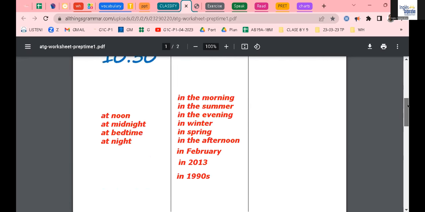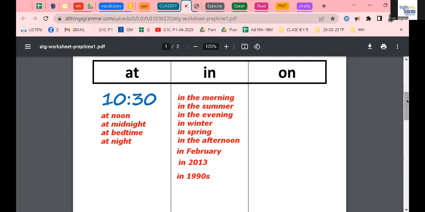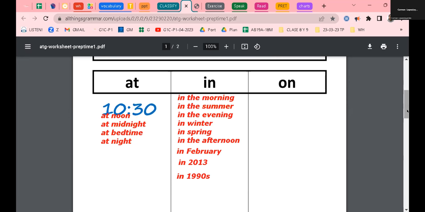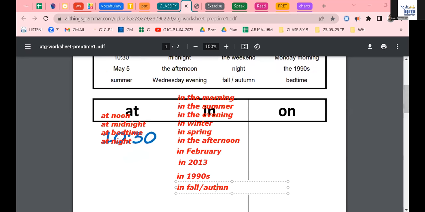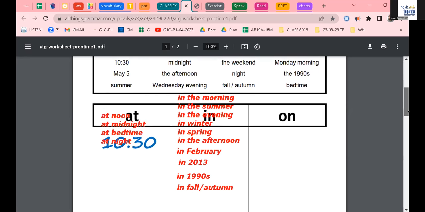Let's see. Ah, yeah, that's right. Okay. Dora, do you have more? ¿Hay más, Dora? Only that one. Sí. No sé qué otra palabra. Okay, so let me check. In fall, in autumn. Fall y la otra palabra no sé. Autumn. In autumn. Okay, and on. So what do you have for on?